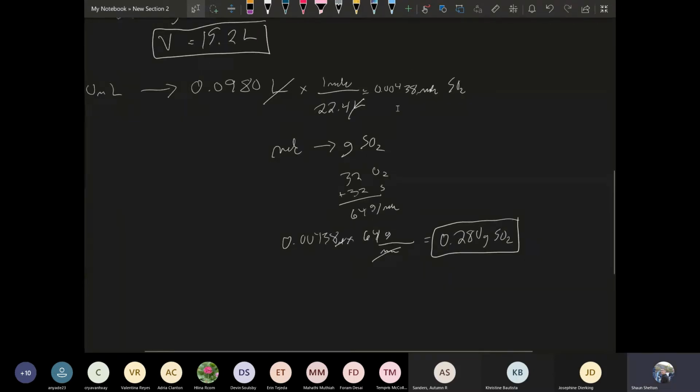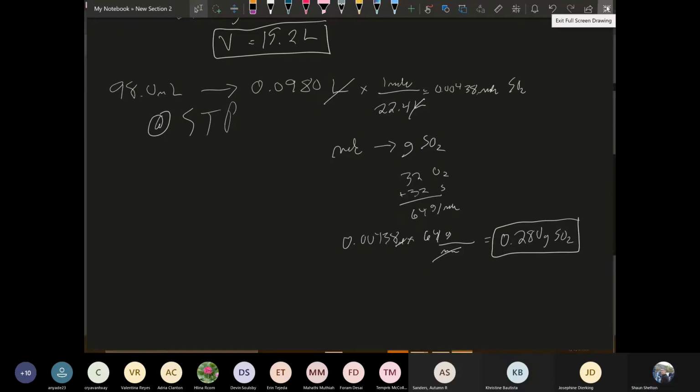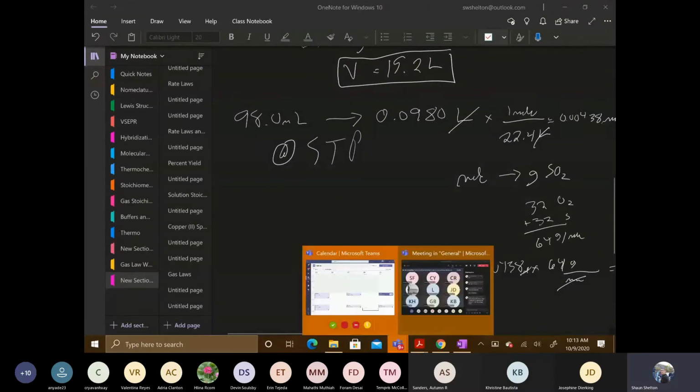So just a little recap here. So we're getting volume at STP, and they tell you that it's STP. That's important. So convert your milliliters into liters, and then we divide it by the molar volume, which gives us our moles of sulfur dioxide. Figure out the molar mass of sulfur dioxide, multiply by that, and you end up with the grams of SO2. Any questions on that?